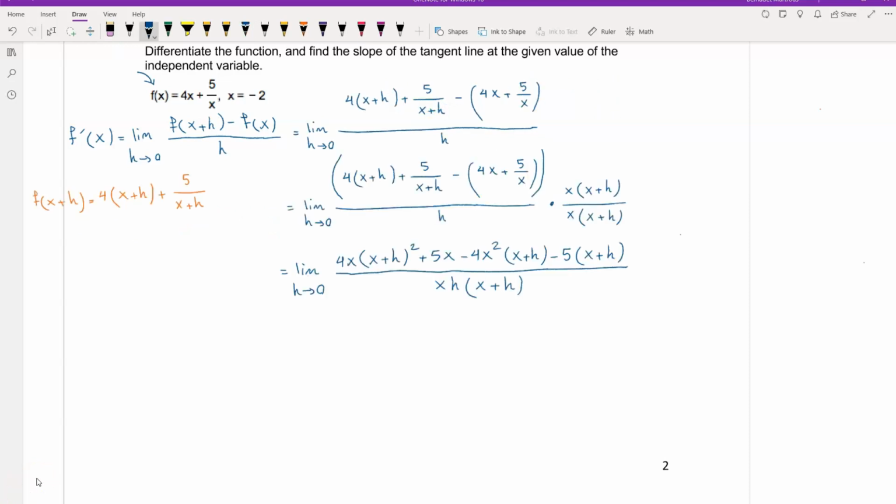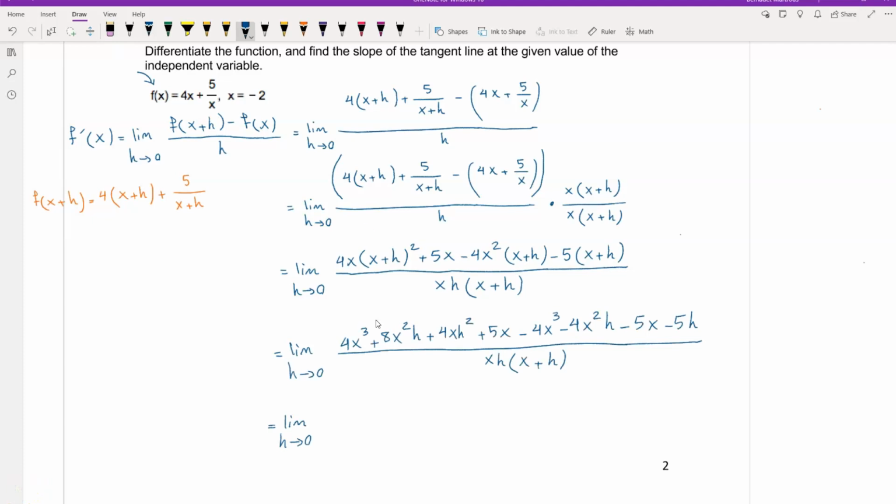So here in the numerator I multiplied and simplified. So what we have here is 4x times x plus h squared plus 5x minus 4x squared times x plus h minus 5 times x plus h. In the numerator, and the denominator is x times h times x plus h. So on this part, first find what we have for x plus h squared and then multiply by 4x. And here, using the distributive property, so this is what we have in the numerator.